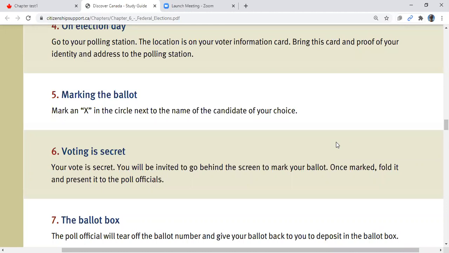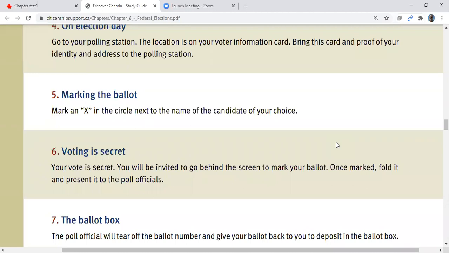Marking the ballot. So you've gone to the polling station, you're ready to vote. And all you do is mark the name of the candidate you want. Every name has a circle beside it, and you just put an X in the circle. That's all you do. It's really easy. Many countries are the same as this. So Canada is not special in the way we vote, but this is the way we do it.